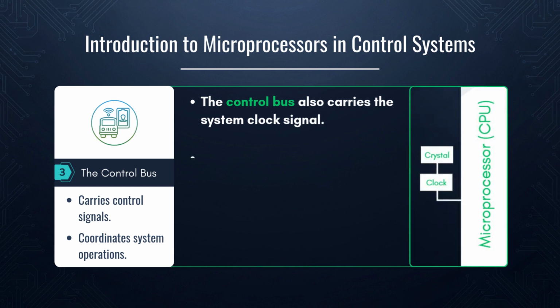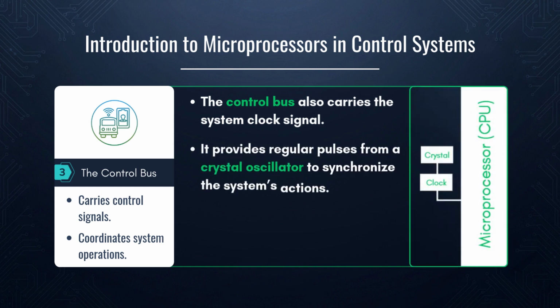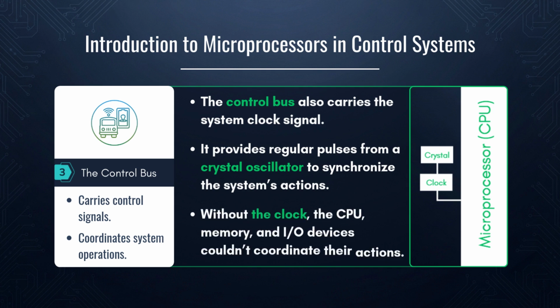This is generated by a crystal oscillator and provides a regular series of pulses to synchronize all the actions in the system. Without this clock, the CPU, memory, and I/O devices would not know when to act or when to wait.